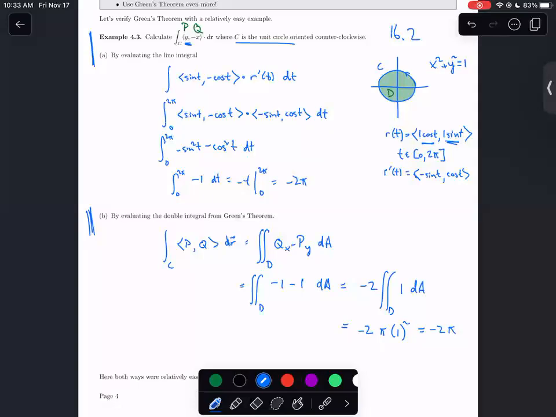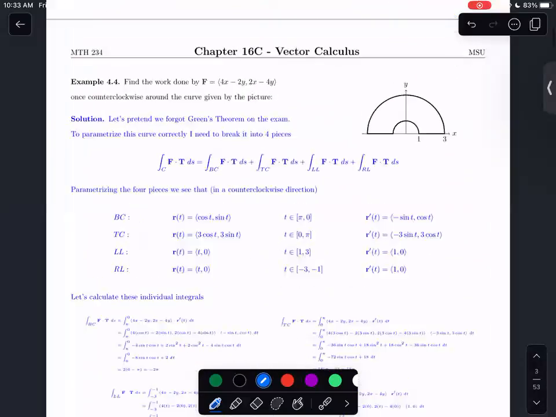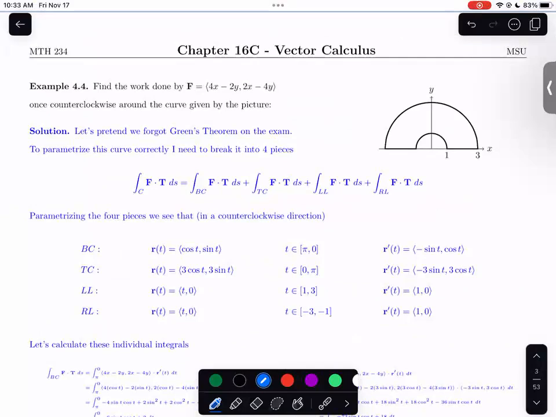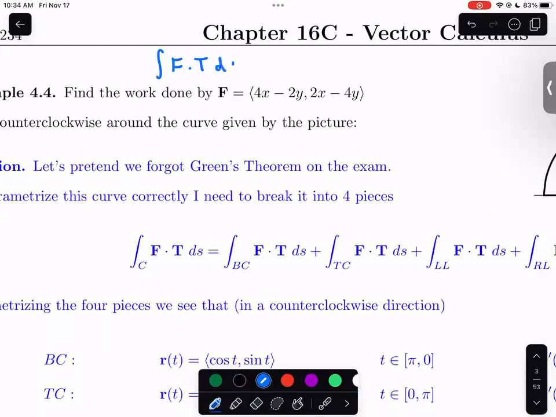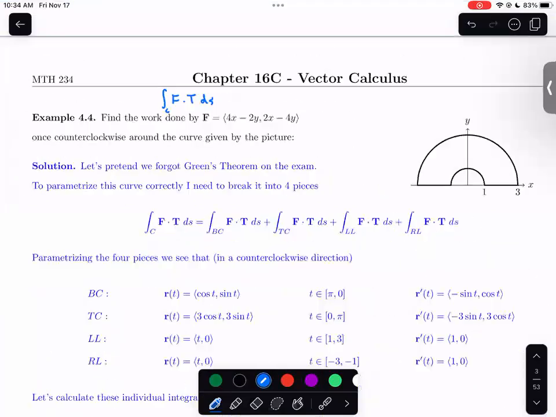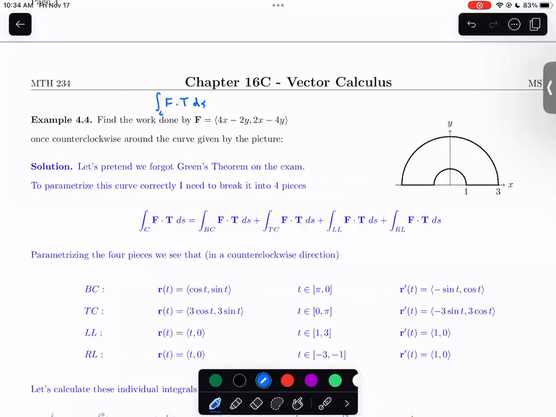I'd like to now give you an example where Green's theorem does save a significant amount of time. So here's a problem. And notice I've given you the phrasing slightly differently. Instead of just saying, here's a line integral, evaluate it, it gives us the physical interpretation. It says, find the work done by a vector field. So we need to remember that this is one of the key phrases of a line integral. Here's one of the ways that we can write a line integral. So find the work done by this vector field once counterclockwise around the curve given by the picture.